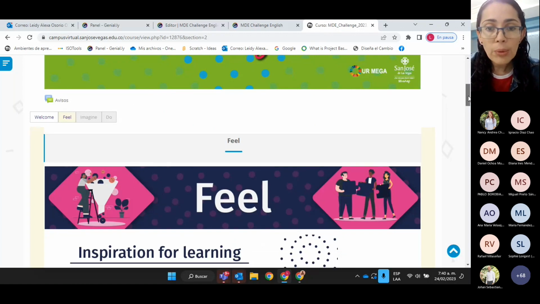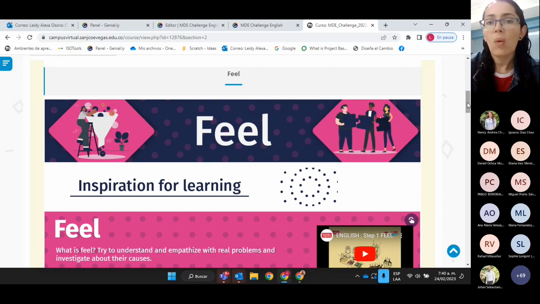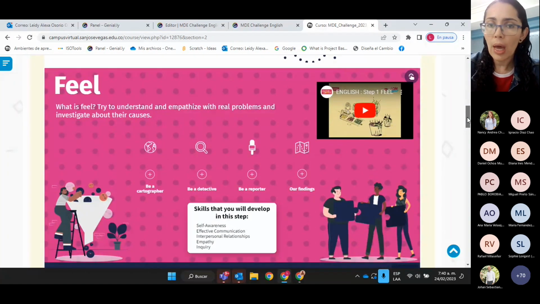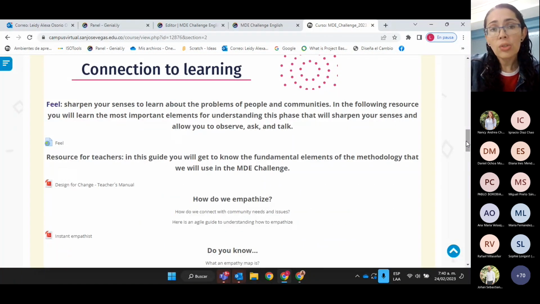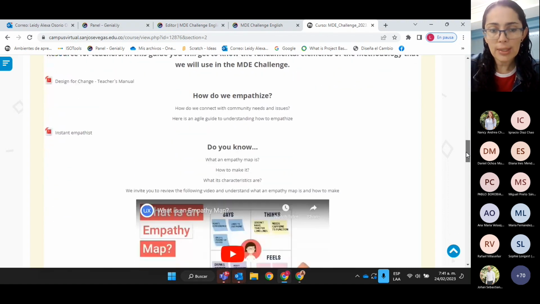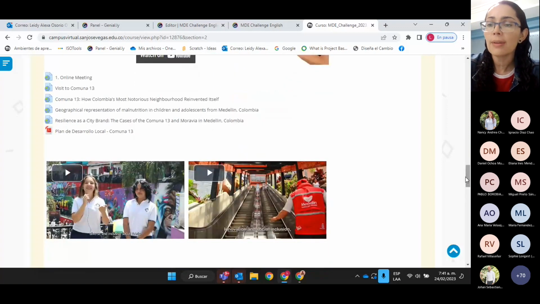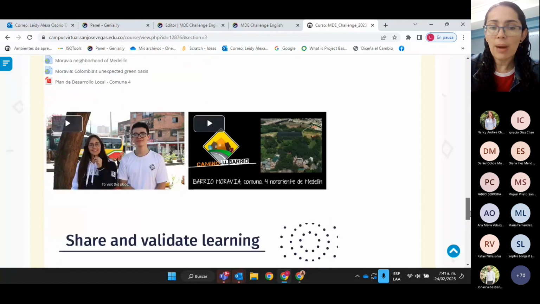This is the virtual campus, and as you know, we have the field stage. What is field? In this space, you can find all the information related to how you can empathize. For example, remember, according to the challenge that your team selected, you can find information related, for example, to Commune 13, Commune 4. All the information you can find in this place.